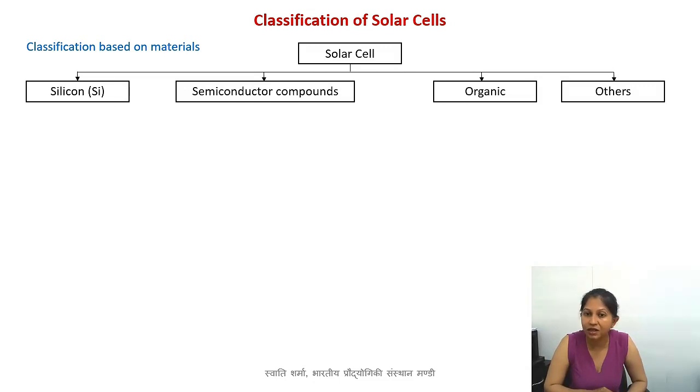We have some semiconductor compounds. So this is a separate class because these are compounds, not elements. We will talk about which types of semiconductor compounds we use. Now there are also something called organic solar cells. So what is organic first of all? You all know that organic materials are the materials based on hydrocarbons.